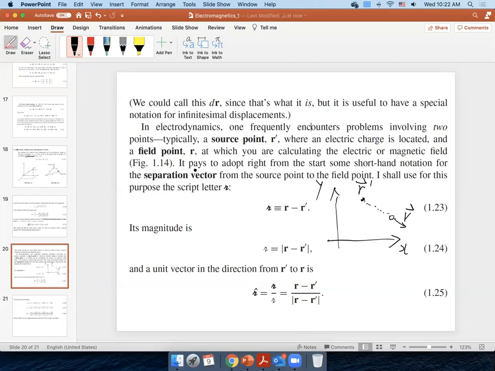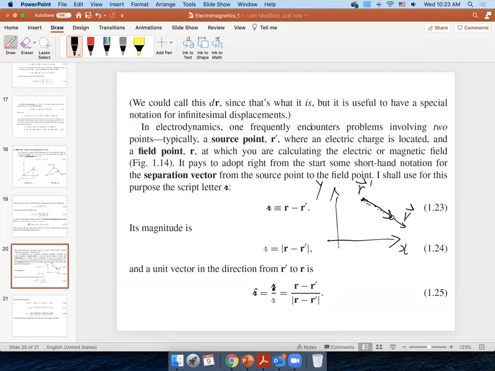In this case, we use a separation vector from the source point to the field point, which is r subtracted by r prime. And then you get a new vector from here to there. We use a script letter r to stand for r subtracted by r prime. And the magnitude, of course, is the magnitude of r subtracted by r prime. And the unit vector could be written in this way: r hat equals the vector r over the magnitude of r.